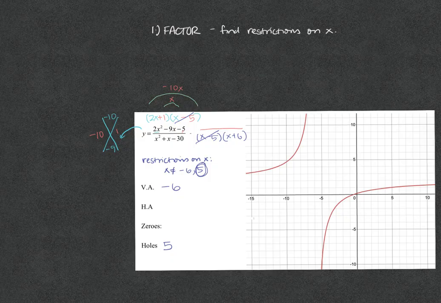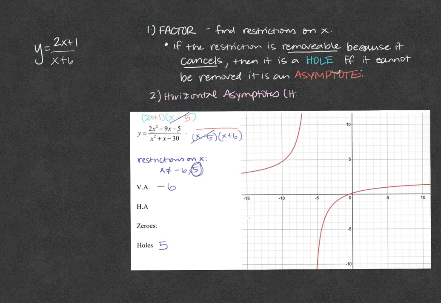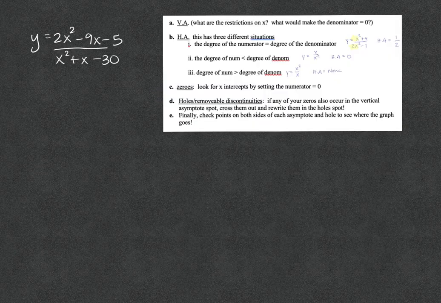So our new function, let's just rewrite this new function so that it's usable. We're going to write y equals, what's left is 2x plus 1 on the top, and what's left on the bottom is x plus 6. So next up, we would need to find the horizontal asymptotes. So if you want to copy this down, hit pause, and we're going to continue this after we find the horizontal asymptotes. So here's how you determine what the horizontal asymptote is.